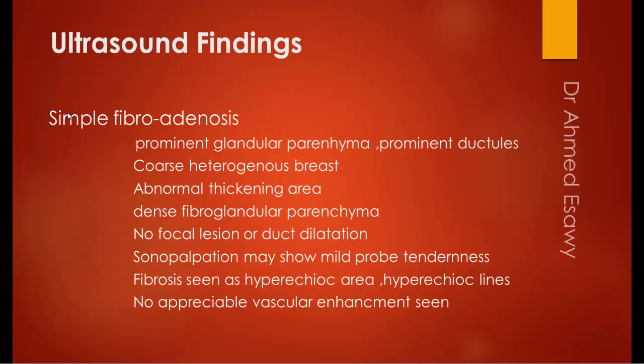Ultrasonographic findings of fibroadenosis: simple fibroadenosis, prominent glandular parenchyma, prominent ductules, coarse heterogeneous breast, abnormal thickening area, dense fibroglandular parenchyma, no focal lesion or duct dilatation. Sonopalpation may show mild probe tenderness. Fibrosis seen as hyperechoic area, hyperechoic lines. No appreciable vascular enhancement seen.